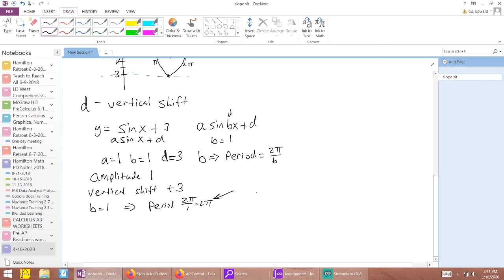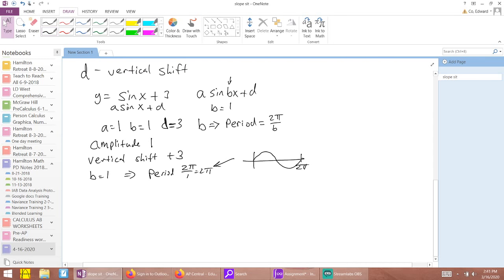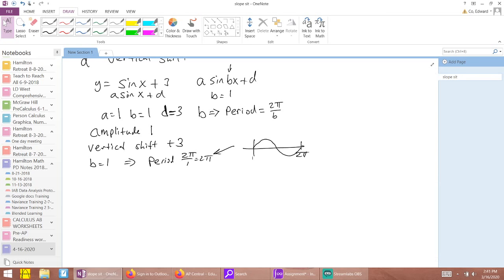This means that my graph will stop at 2 pi. It takes 2 pi to finish one full rotation. If you remember what 2 pi is, 2 pi is one full circle. And we'll demonstrate that in just a little bit. So let's go ahead and graph these 3 characteristics on our graph.